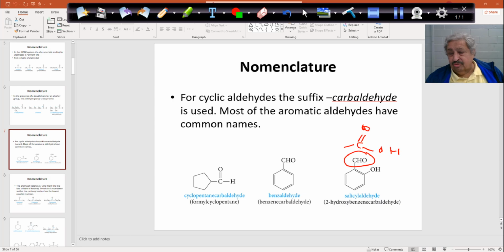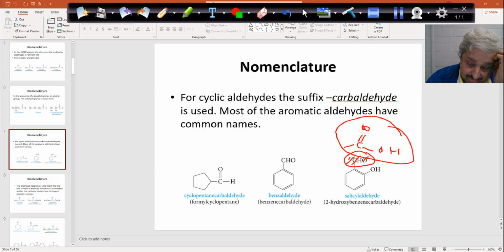Inside the lab, that's one of your experiments. You will produce aspirin from the salicylic acid, with a carboxylic group connected instead of the aldehyde group here, and you will react it with the alcohol, and then you'll produce the ester out of that, which is aspirin. Okay, guys?